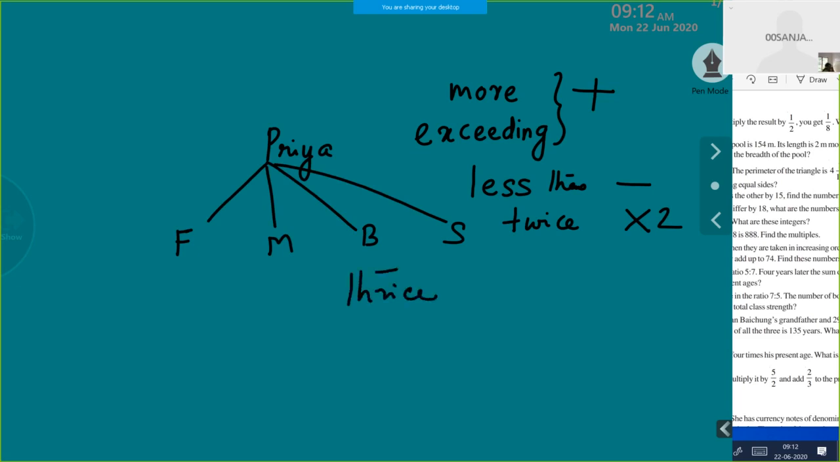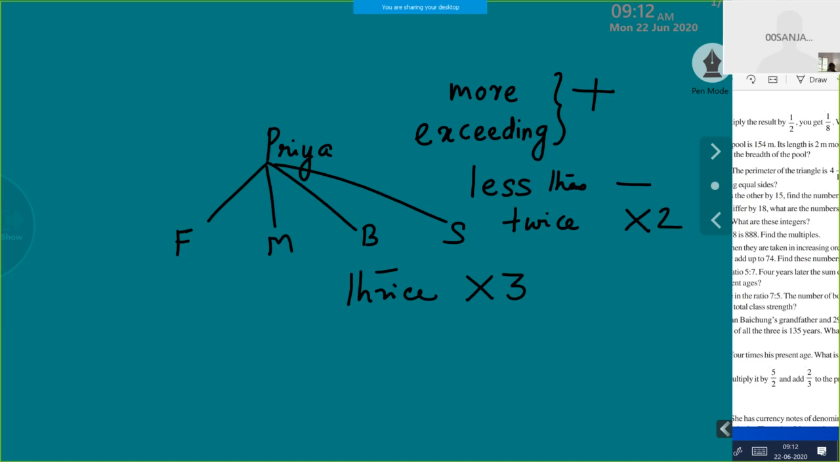What is the meaning of thrice? That means 3 times. Priya has 3 times the number of chocolates her mother has. Thrice means multiply by 3. So these are the common word expressions you will have in your questions. You have to convert these word expressions to mathematical symbols.